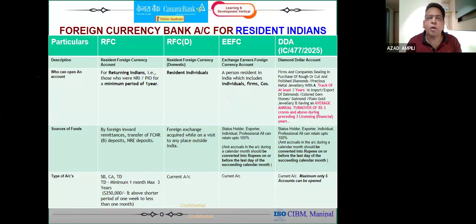These exporters and importers will not deal with only one bank, they will deal with multiple banks. But one more condition here is that a maximum of only 5 DDA accounts can be opened as per the guidelines. The same rule is applicable here also: amount accruals in the account during a calendar month should be converted into rupees on or before the last day of the succeeding calendar month. Whatever accruals are there, they should be converted into rupees by next month end. Hope I am clear. Now one circular is done.